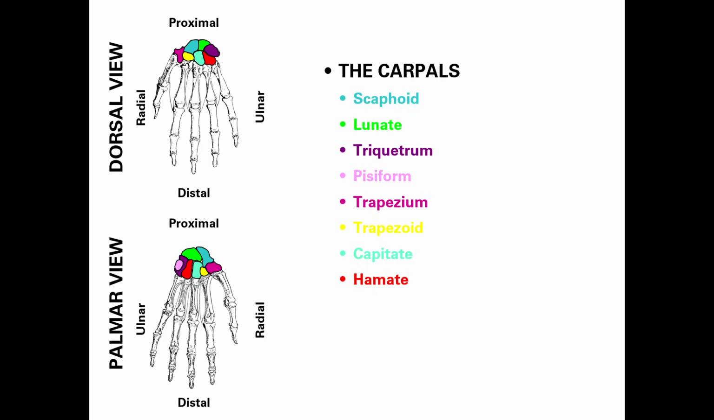Some people remember this with a mnemonic, and if you have other acronyms or ways to remember, please share. It's: some lovers try positions that they can't handle. Those are the first letters of all the carpal bones.